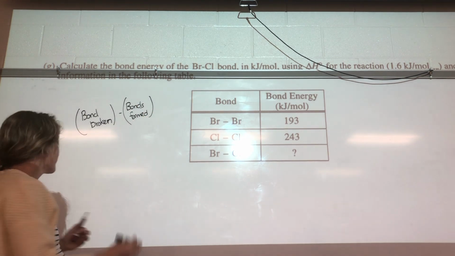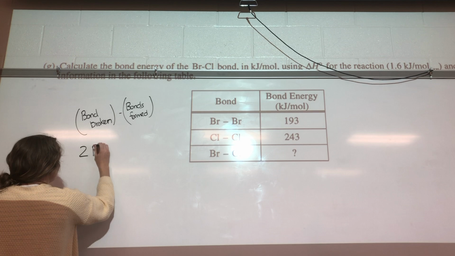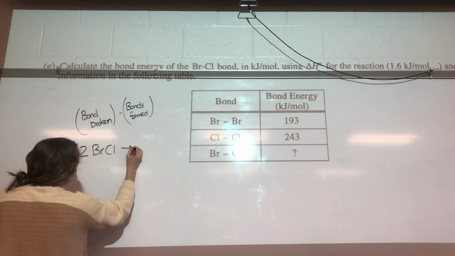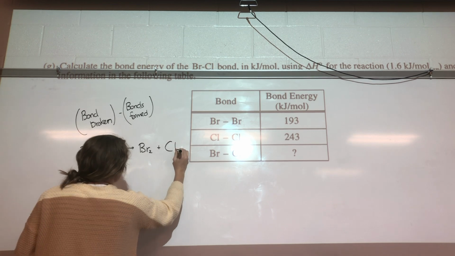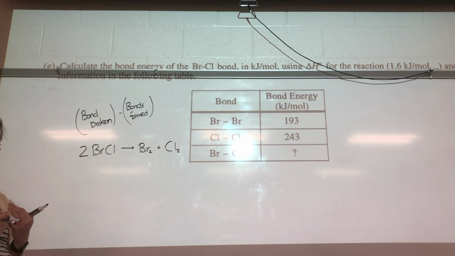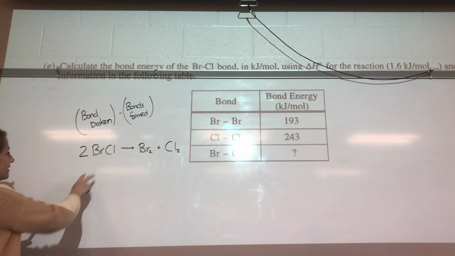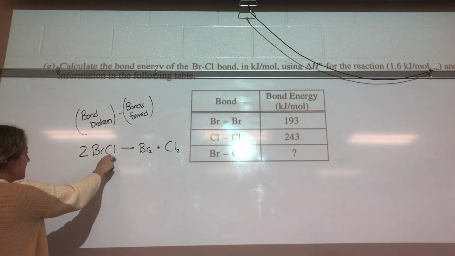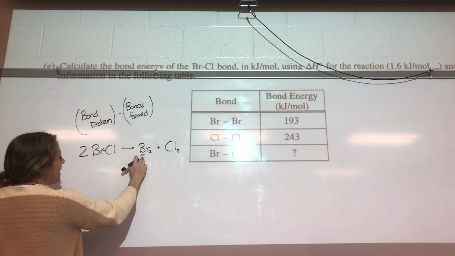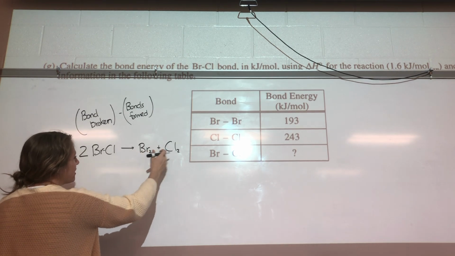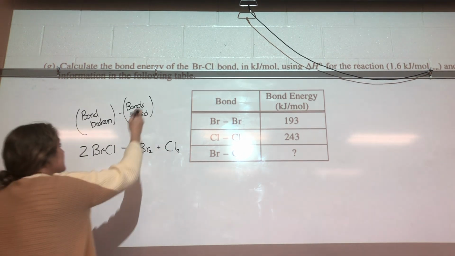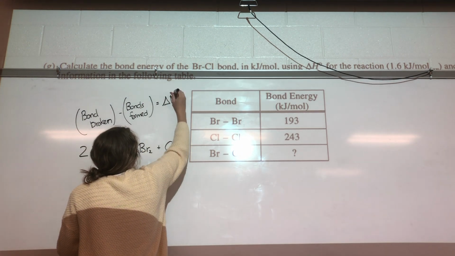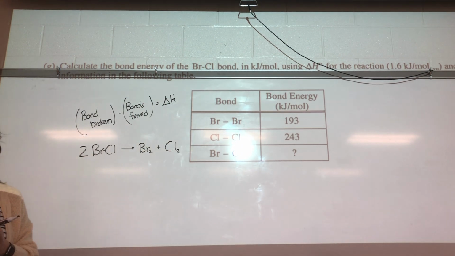For our equation, we have 2 BrCl turning into Br2 and Cl2. So you need to identify how many of each of the bonds there are. We have 2 of the Br to Cl bonds, and then 1 Br to Br bond and 1 Cl to Cl bond. And then it tells us the overall, which equals delta H.